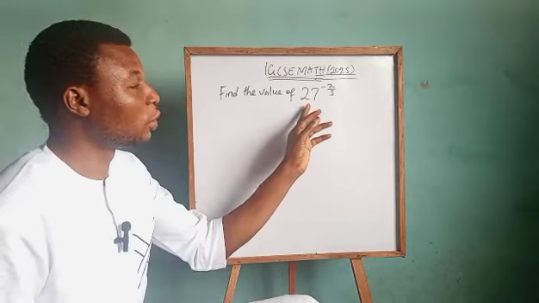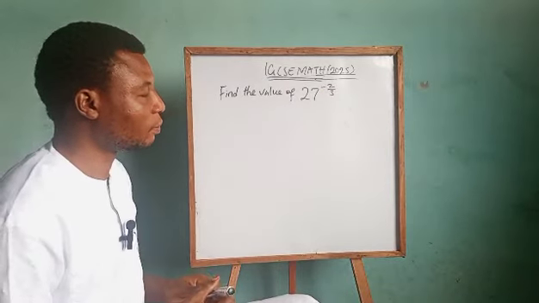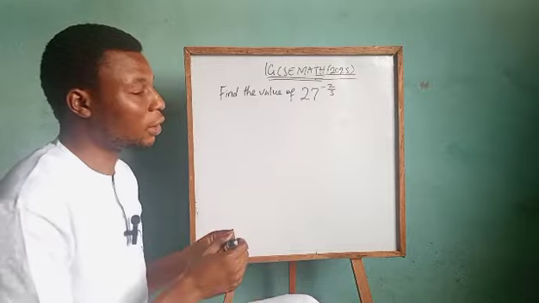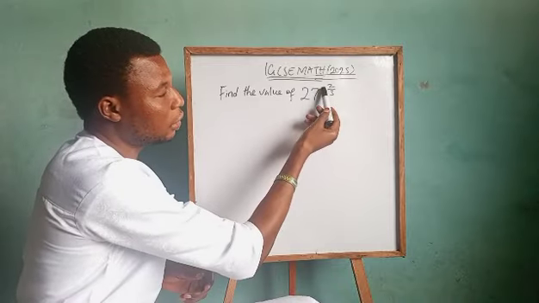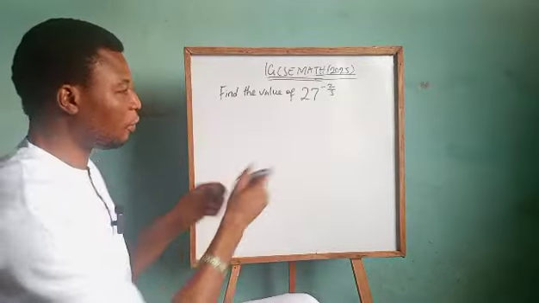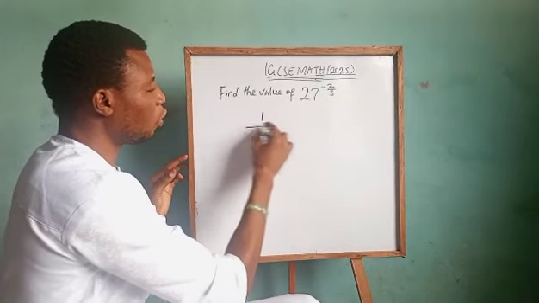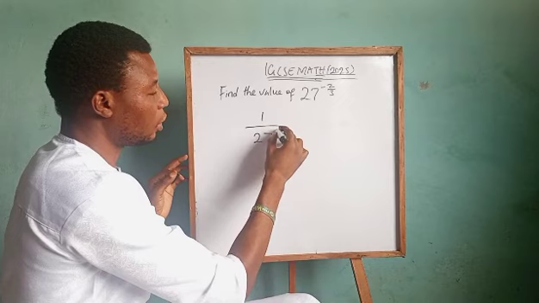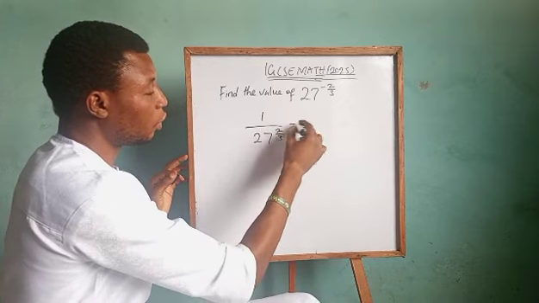So we want to find the value of 27 raised to power negative 2 over 3. Now the first thing is, this is under indices. So this negative sign is a negative power. So it's going to be a reciprocal first. So that's the first thing you deal with. That will be 1 over 27 raised to power 2 over 3. This is what I will do first.